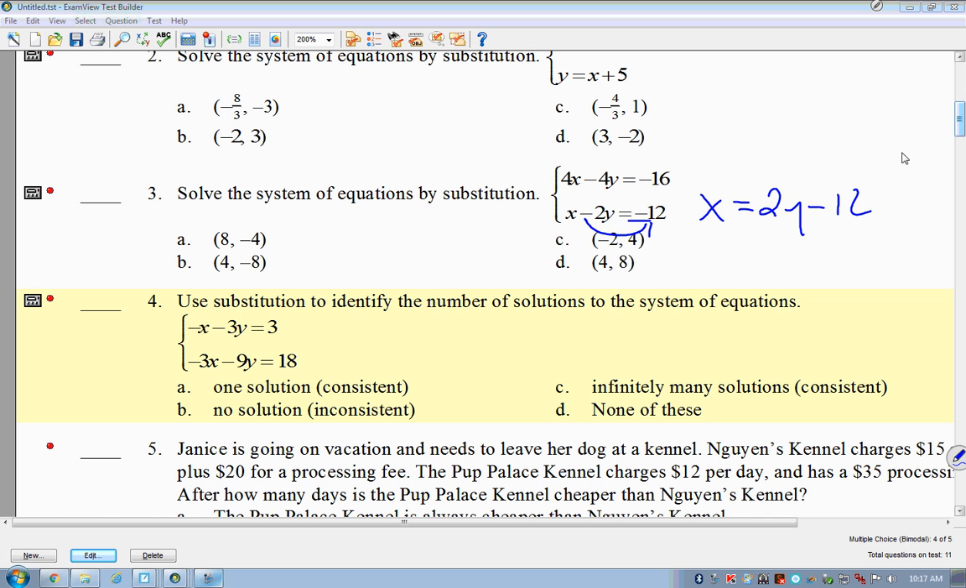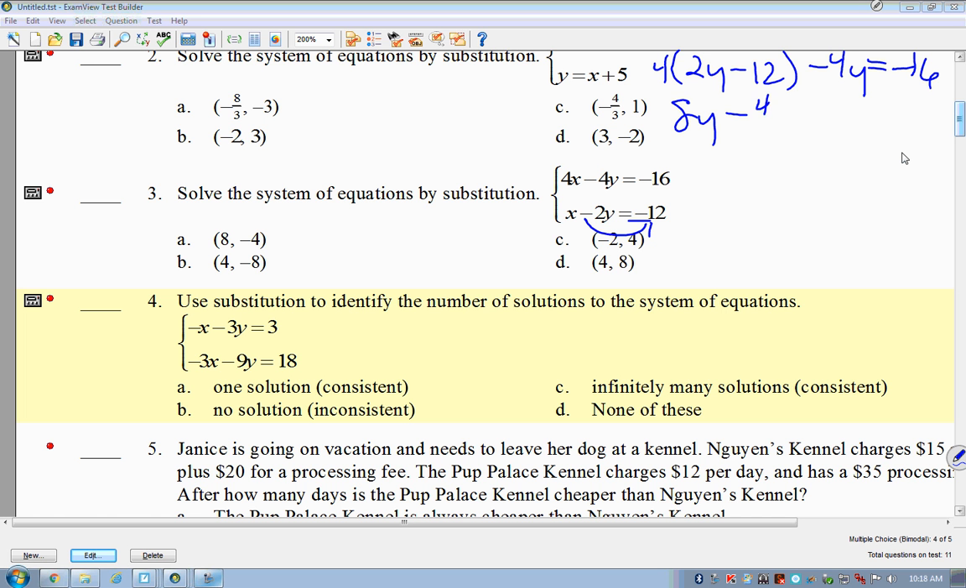Now instead of substituting for y, what am I substituting for? Substituting for x. So I'm coming up here, I've got 4 times 2y minus 12 minus 4y equals negative 16. We're working this out as we go. x equals 2y minus 12, sorry. Now we're back to using distribution. 4 times 2y is 8y. 4 times negative 12 is negative 48 minus 4y equals negative 16.